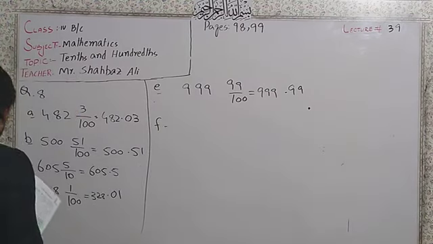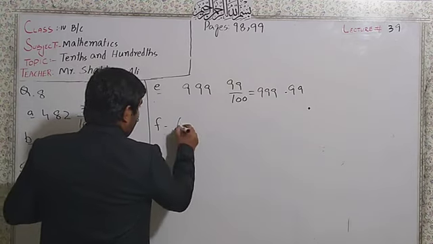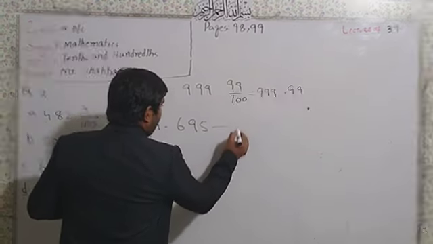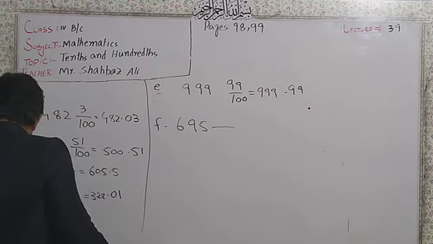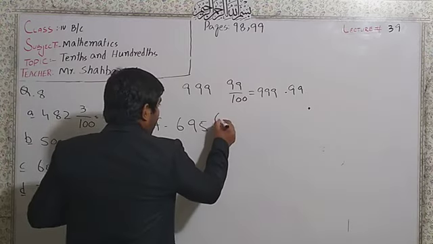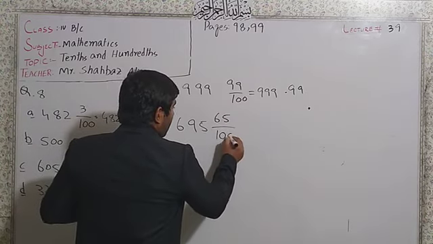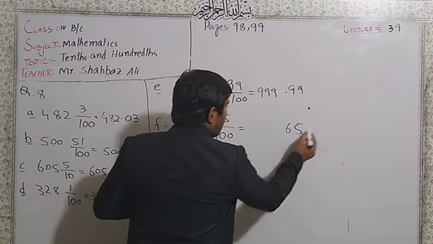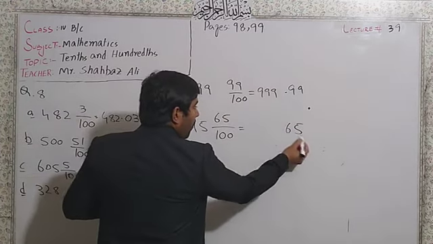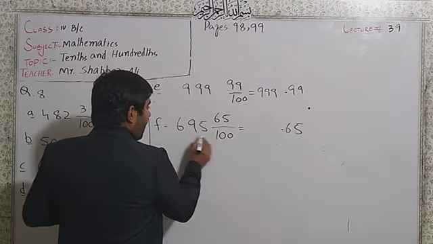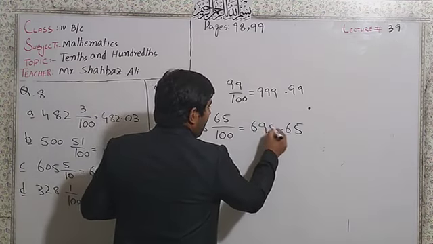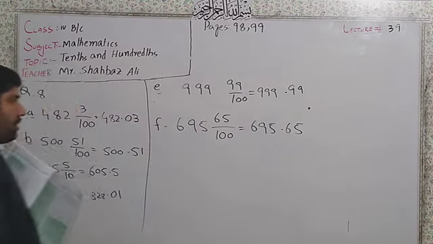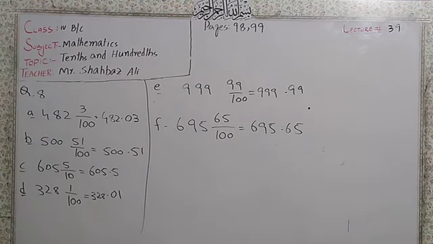Then the last part, 695, and then 65/100. So you have to write 65. So how many zeros? 1, 2, 1, 2, and then put the point, and this is the same as it is, 695, and this is your answer, and you can do it easily.